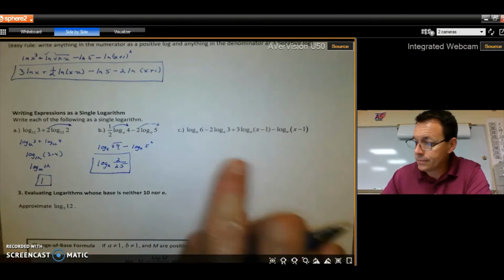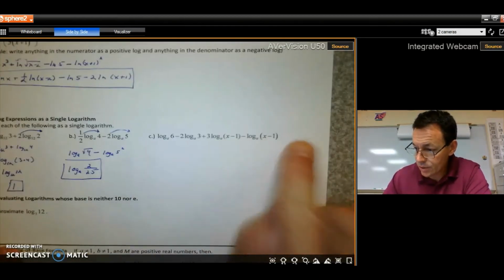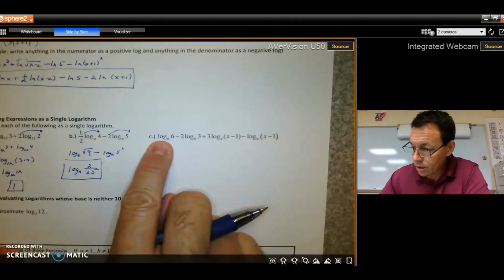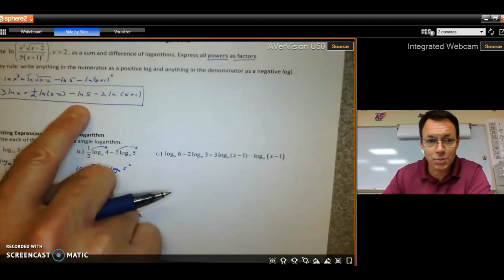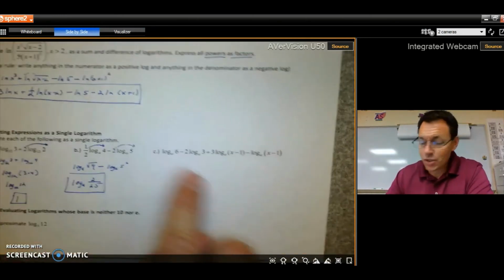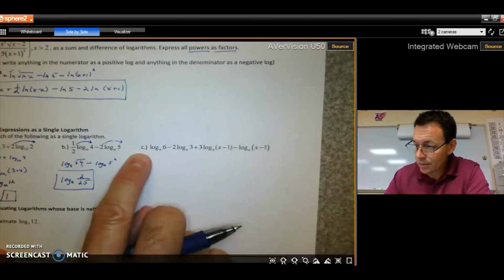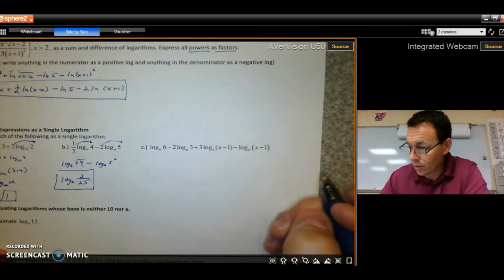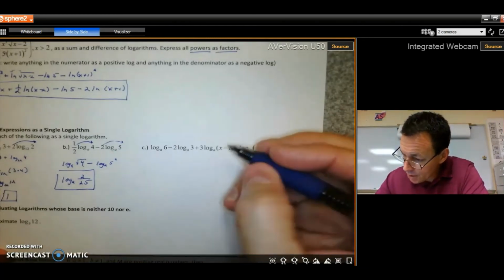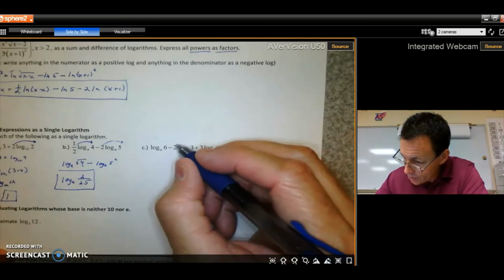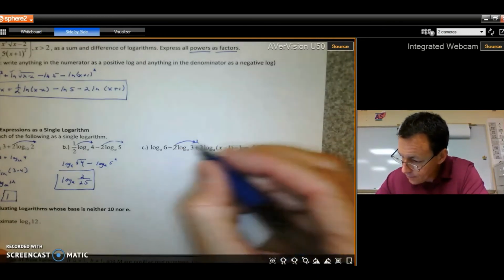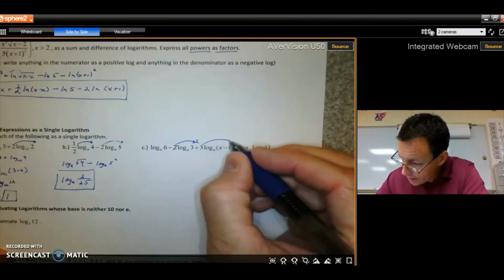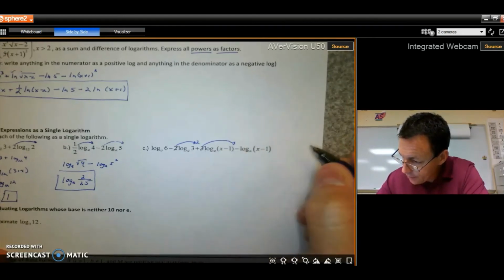Okay? Look at this one. This one looks crazy. I've got a log, I've got another log, and another log. So this is kind of like this problem, except I'm going the other direction. I've got 4 separate logarithms. I'm going to rewrite this as 1 logarithm. Okay? The first thing I'm going to do is reattach these numbers out front. I've got a 2 out front, so let's reattach that as an exponent. I've got a 3 out front. Let's reattach that as an exponent.